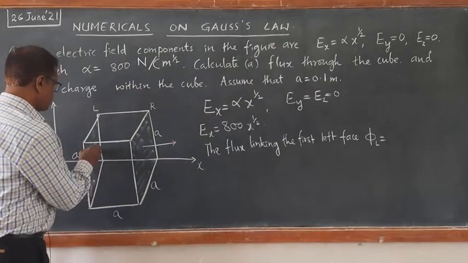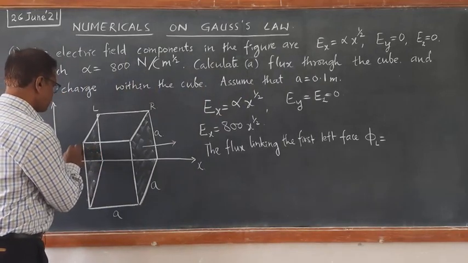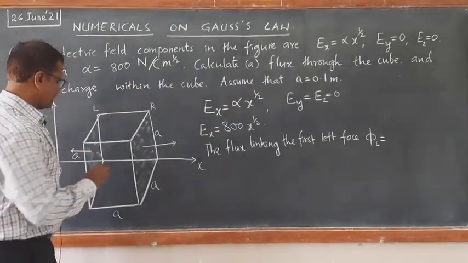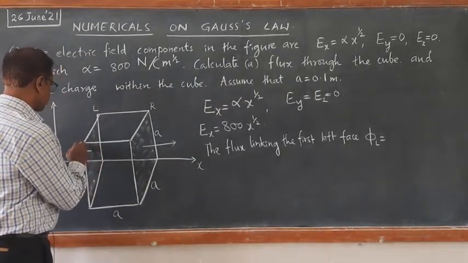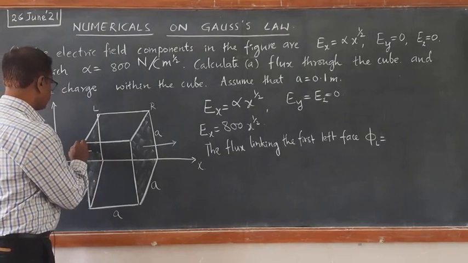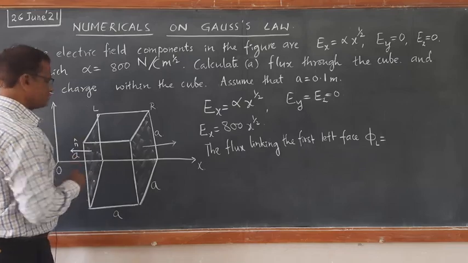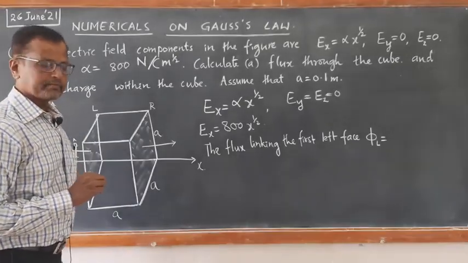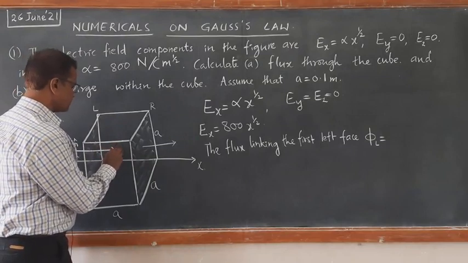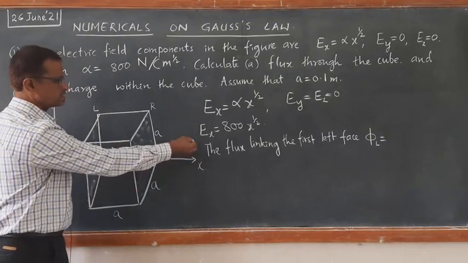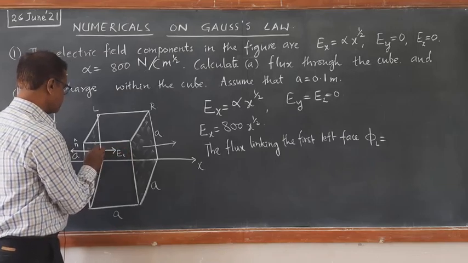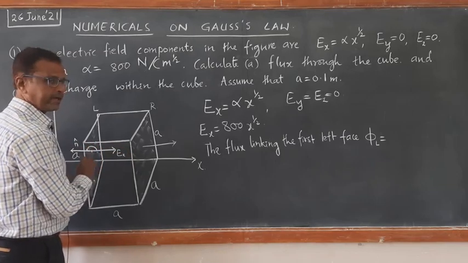Look at this. If you draw the normal, the normal is perpendicular to the face and it is always outward. This is the normal. You can just write it as n cap, which represents the unit vector perpendicular to the face. And the electric field is inward as it is given here. This is Ex. So when you look at it, the angle between them is pi.